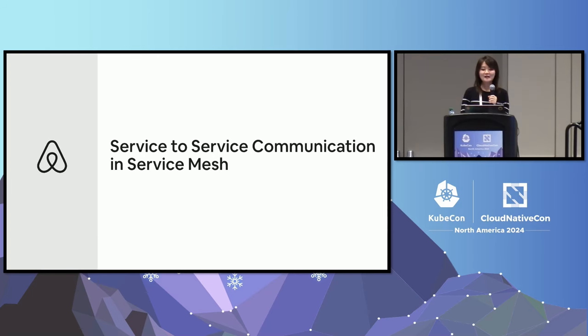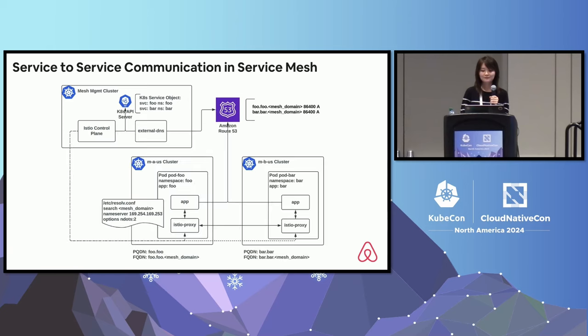One use case I want to share is service-to-service communication in service mesh. In previous slides, we mentioned a bit about service mesh. Service mesh is a dedicated infrastructure layer for facilitating service-to-service communication between services or microservices using a proxy. Istio is an open-source service mesh that helps organizations run distributed microservices-based applications anywhere. At Airbnb, we're using Istio service mesh. Our service mesh architecture is using a dedicated mesh management cluster for Istio control plane and applications running in multiple workload clusters. Istio proxy sidecar is injected for all applications running in service mesh as an Istio data plane.